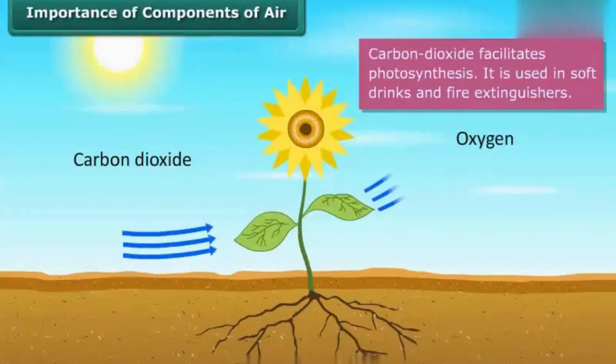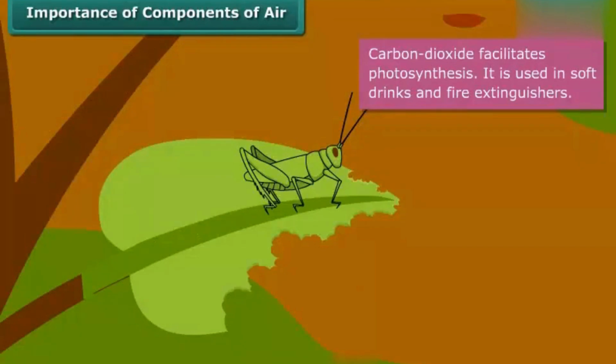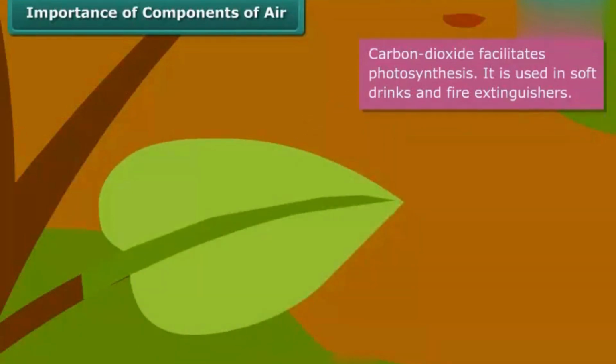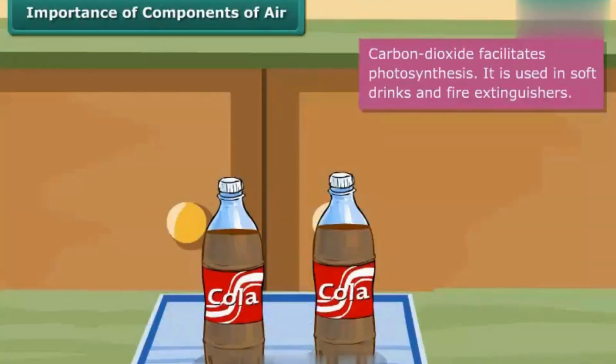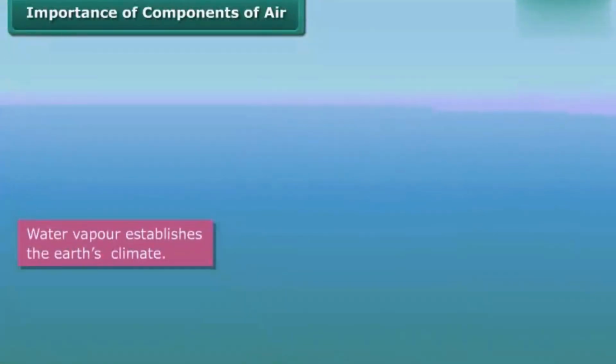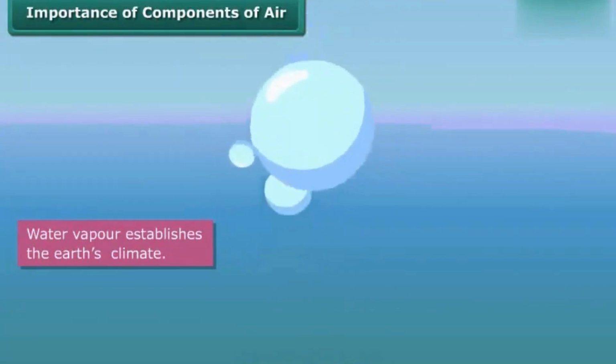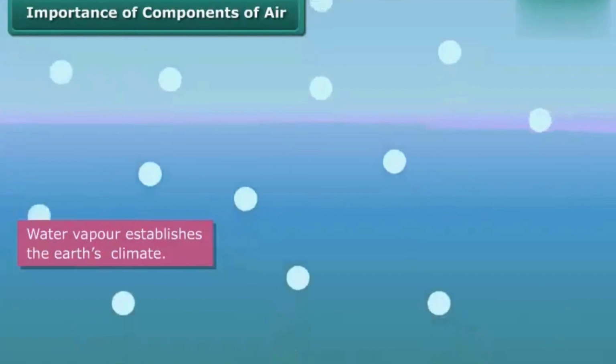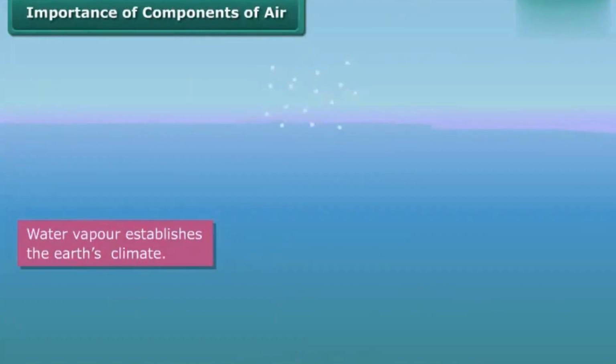Carbon dioxide facilitates photosynthesis. It prevents grains from being destroyed by insects. As it dissolves in water, it is used to prepare soft drinks. Fire extinguishers contain carbon dioxide. Water vapor plays an important role in the water cycle. It helps maintain the temperature on Earth by trapping infrared radiation of the sun.